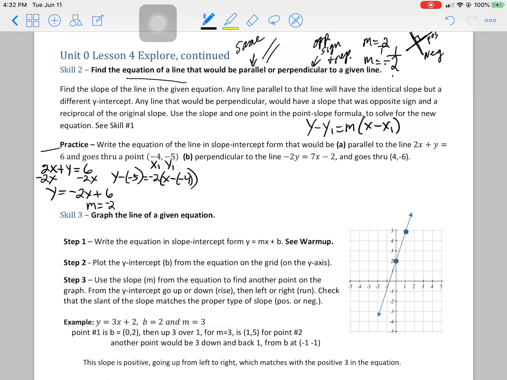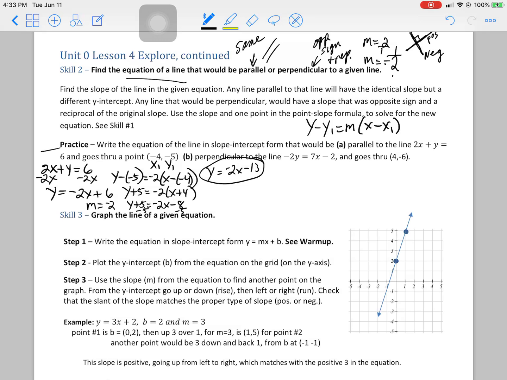All right, lots of negatives. Don't lose all those negatives. So this is going to turn into y plus 5 equals negative 2 times x plus 4. Then we want to distribute and move the 5 over. So y plus 5 equals negative 2x minus 8 minus 5. So this is going to be y equals negative 2x minus 13. That is the equation of the line that would be parallel to this other line that would go through that point. Okay, that's the answer to the question.